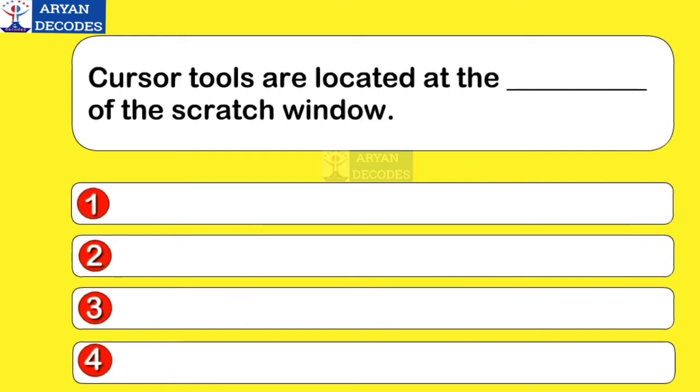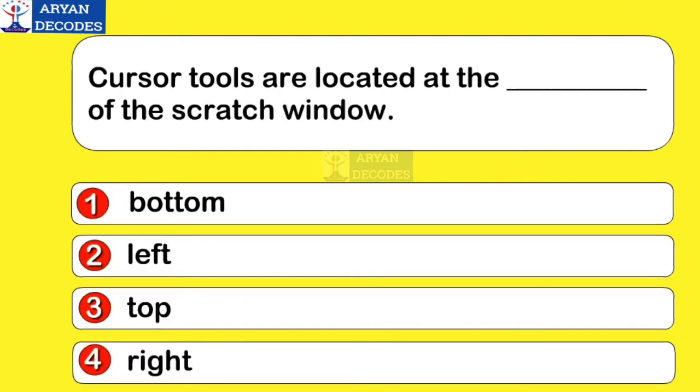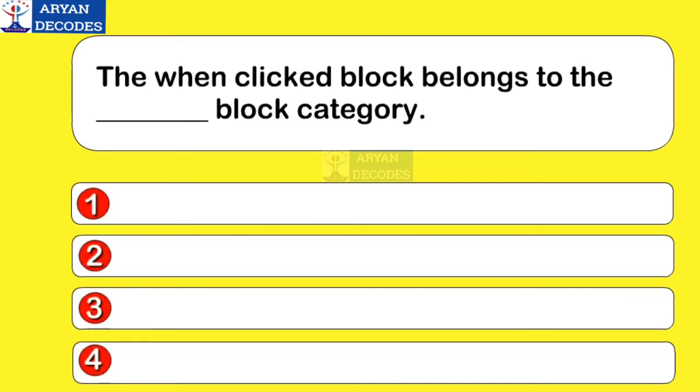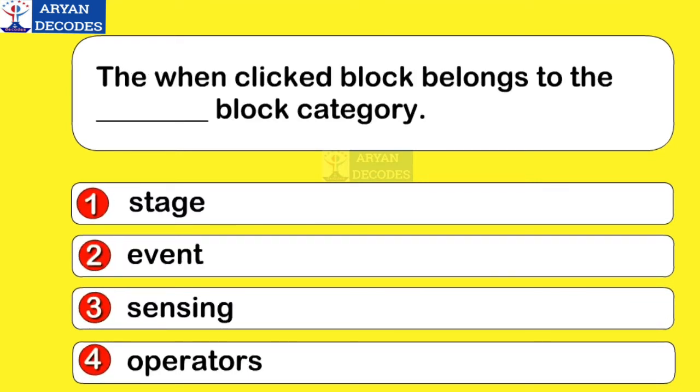Cursor tools are located at the dash of the Scratch window. And the correct option is top. Next, the when clicked block belongs to the dash block category. And the correct option is event. Now move on to the next question.